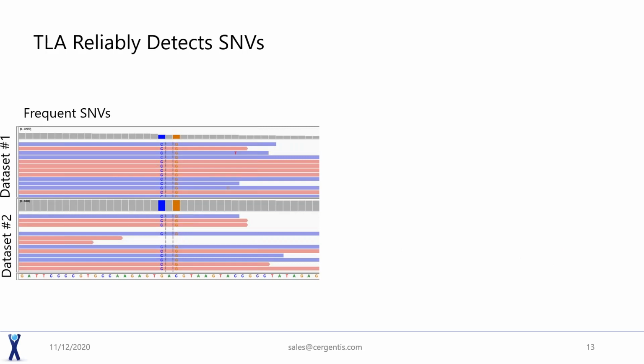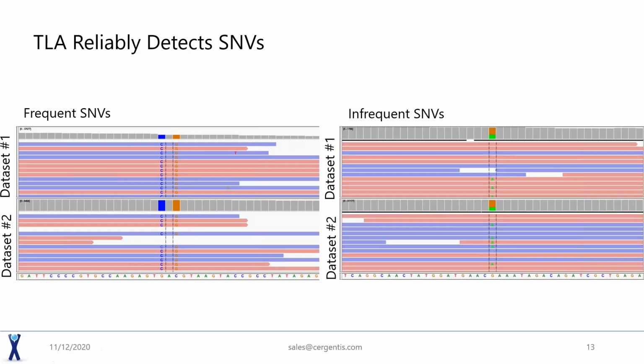So we will, with TLA, be able to reliably detect SNVs. So in this case, there appears to be 2-point mutation with regard to the reference, but we will also be able to detect infrequent SNVs as a point mutation in a subset of the reads. So in this case, it appears that about 20% of the reads or so have this point A mutation with respect to the reference at this particular position within the transgene.